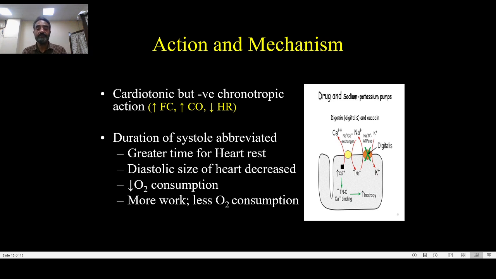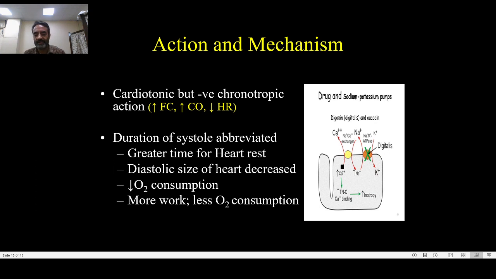The duration of systole is abbreviated. So that leads to a number of beneficial effects actually. There is greater time for the heart to rest. The diastolic size of the heart is reduced. Due to that, the oxygen consumption is reduced. So the heart does more work but consumes less oxygen.